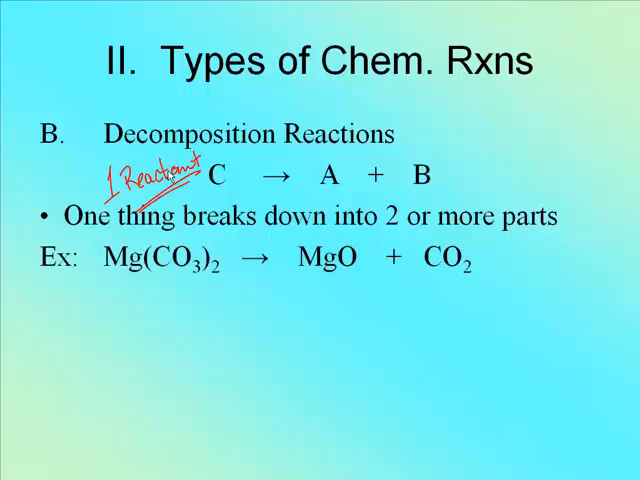For example, magnesium carbonate. When magnesium carbonate breaks down, is heated, is decomposed, it produces magnesium oxide and carbon dioxide gas. If I take potassium chloride, it breaks down into potassium and chlorine gas. Notice the difference. The more complicated it is, the more likely it is to produce compounds, MgO, CO2. KCl is pretty simple, so it's going to produce potassium and chlorine.